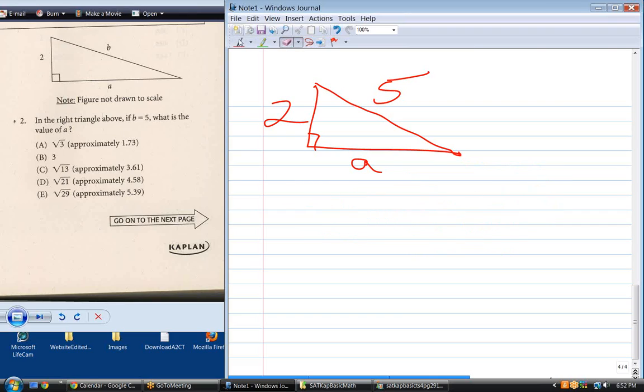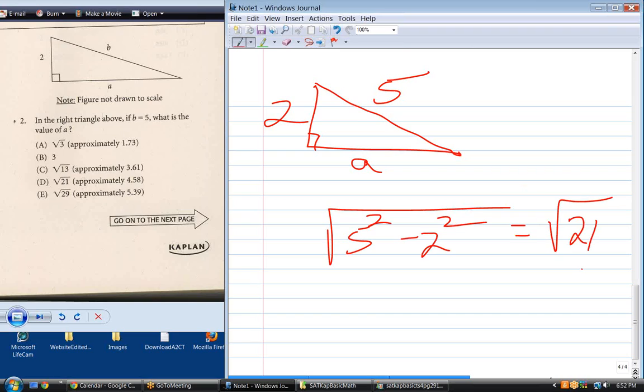Okay, what you want to know is that if you're solving a short side of a right triangle, it's always the square root of the hypotenuse squared minus the other side squared, which gets you immediately to square root of 21, the answer.